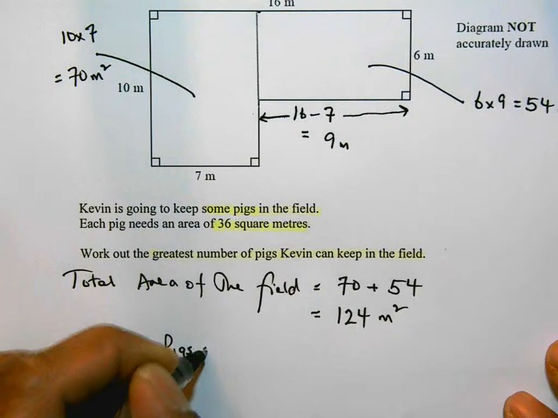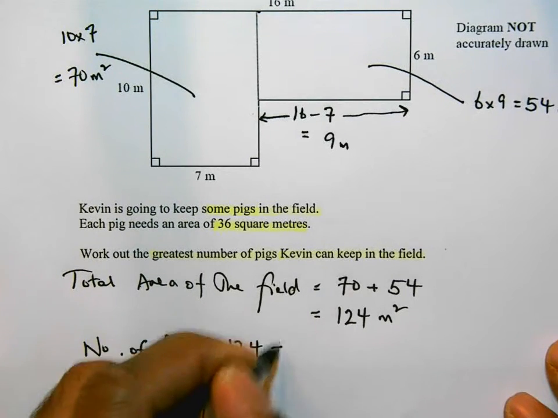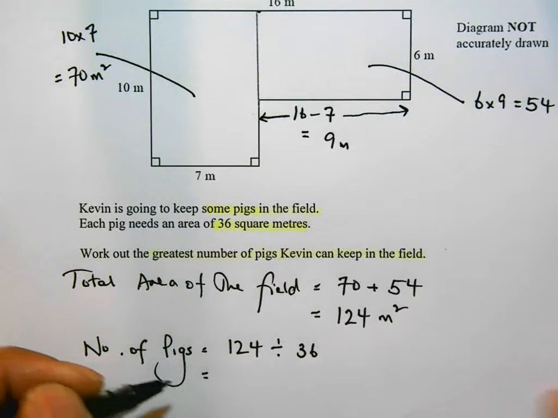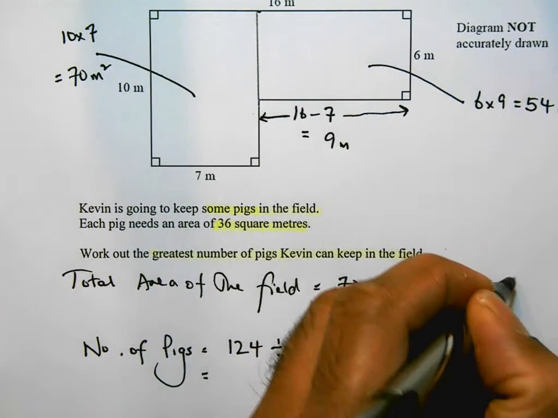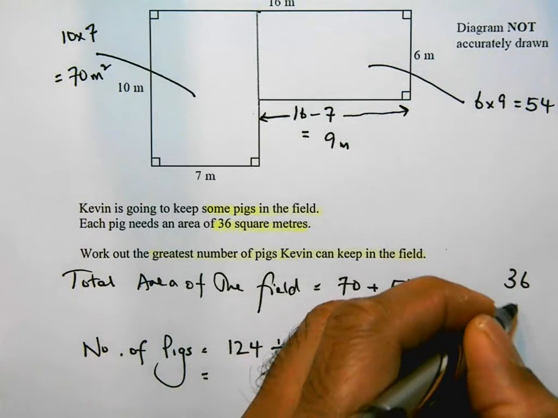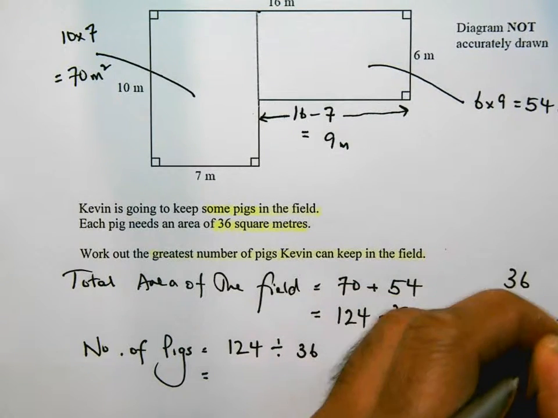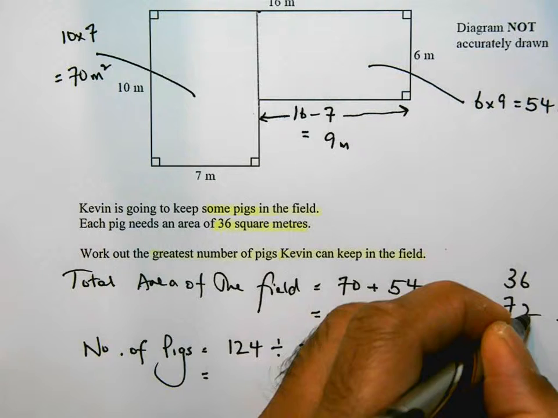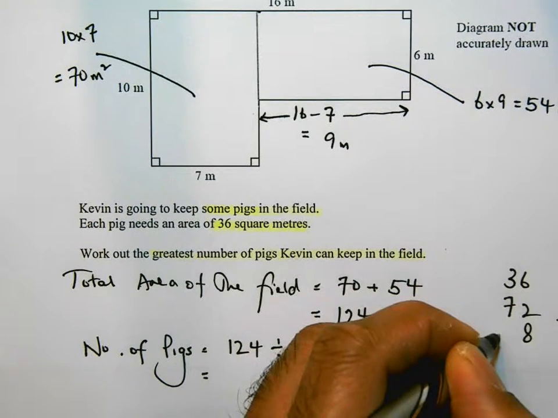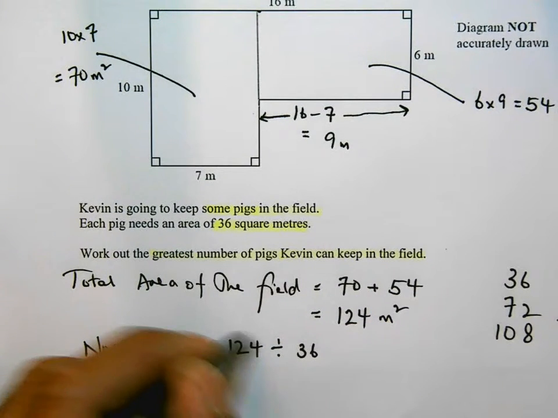And now the number of pigs, well, the math that I need to do is 124 divided by 36. Now, that's not an easy division, but the best way to go about that is just to say, well, 36, what's 2 lots of 36? 36 add 36 is 72. If I add another 36 to that, that's 108.